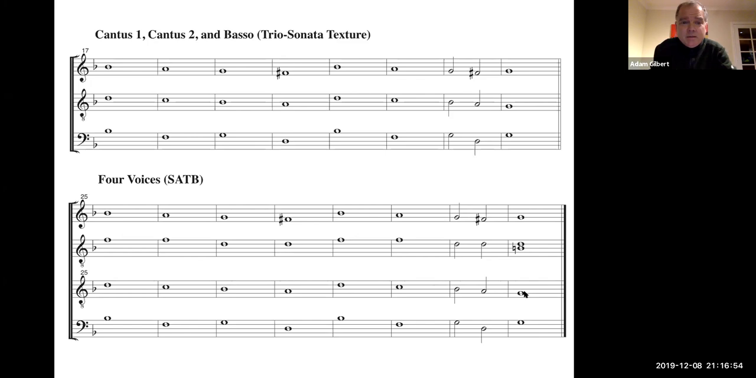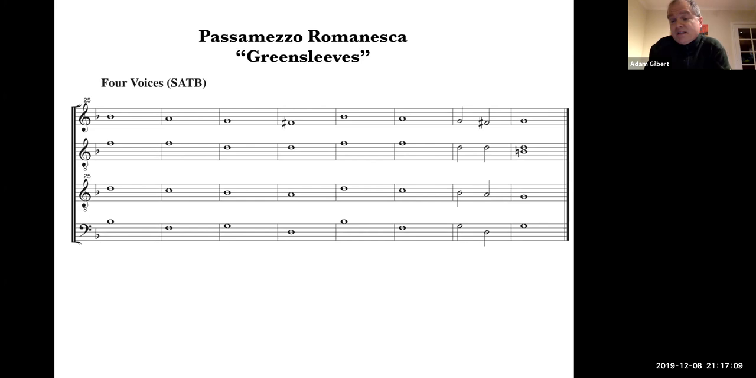But you can do any kinds of melodies and any kind of rhythms with these chord progressions: strophic song, all sorts of stuff. So here's basically the Passamezzo. They called it Romanesco because it's the Roman progression. It also became the pattern for Greensleeves.